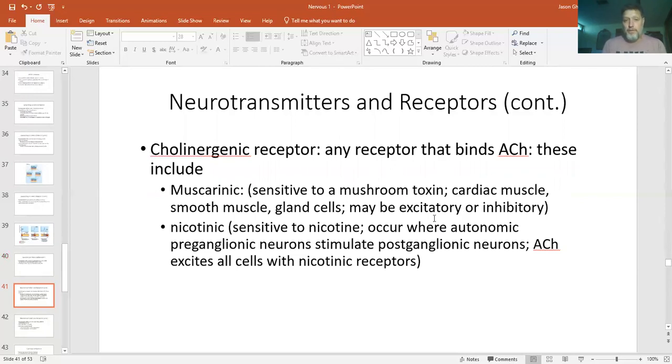Now we have these receptors. There's a couple of different types: a muscarinic and a nicotinic. These are usually excitatory, or they can be inhibitory. There's mushroom toxins that can affect these. Again, cardiac muscle, smooth muscle. Just note there are a couple of different types of cholinergic receptors, and that is a muscarinic and a nicotinic. And these are both part of this. So it'd be an M-acetylcholine receptor or an N-acetylcholine receptor. And that's good enough for these.